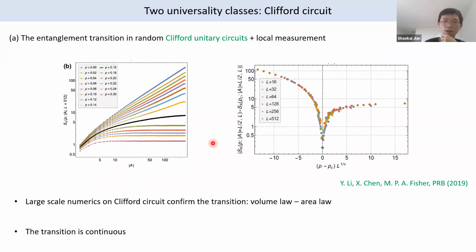And people can even do better. If the data near the transition point is plotted together, they can form a very beautiful data collapse.